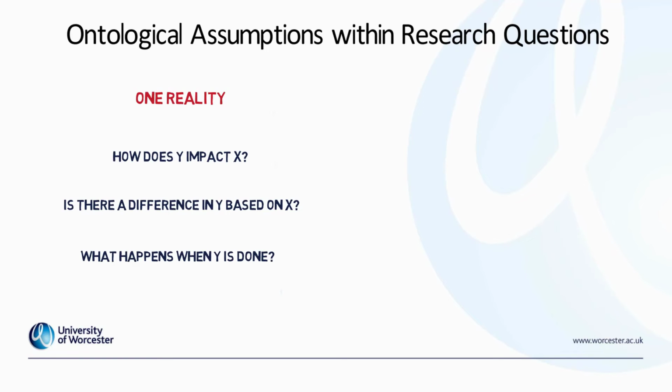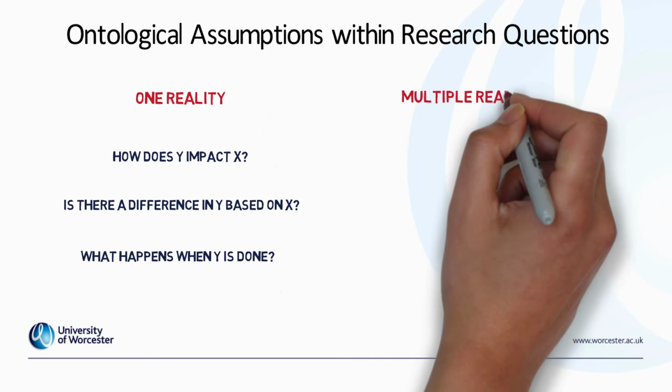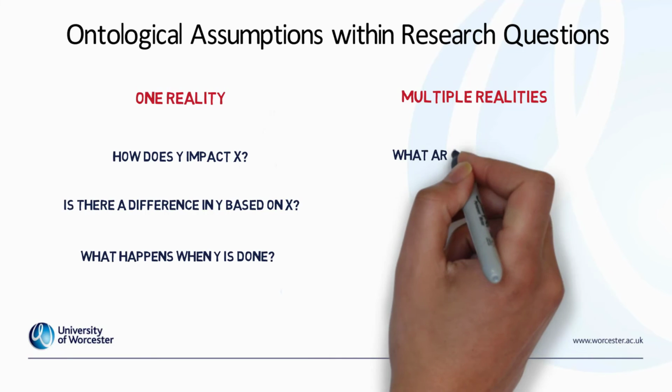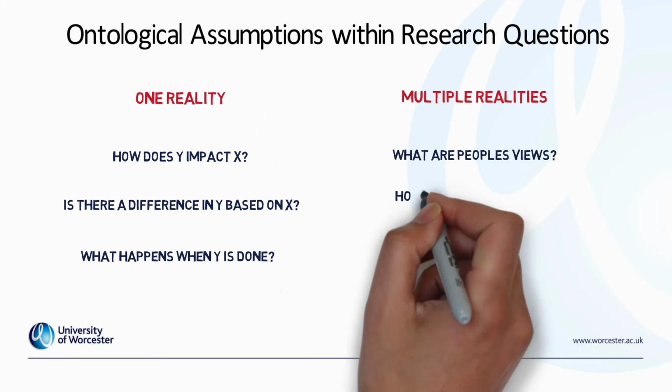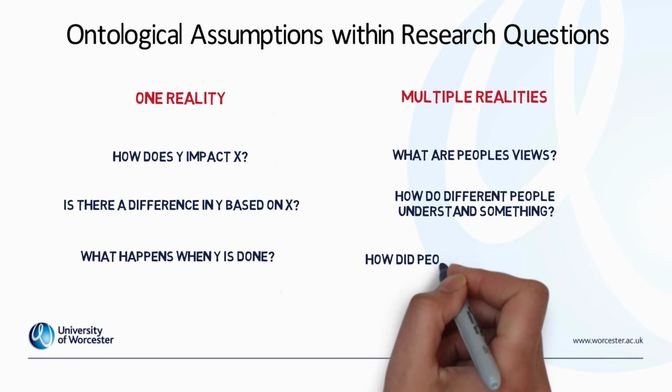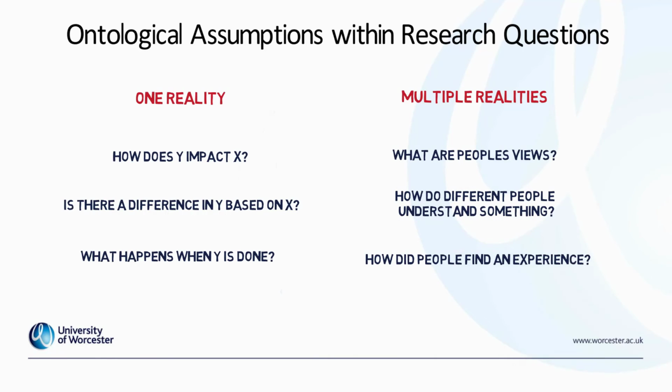If you have an ontological assumption that there are multiple realities, your questions within your research are more likely to focus on what are people's views? How do different people understand something? Or how do people find an experience? Because you don't believe that people will always have the same views or experience or understanding.